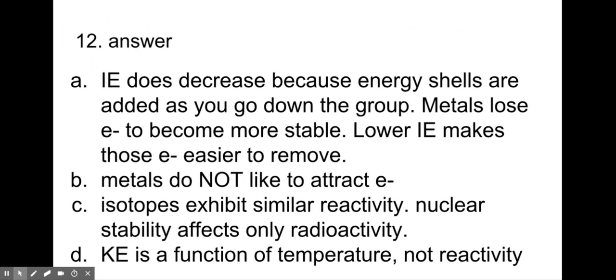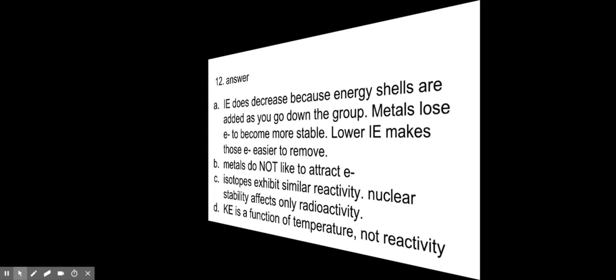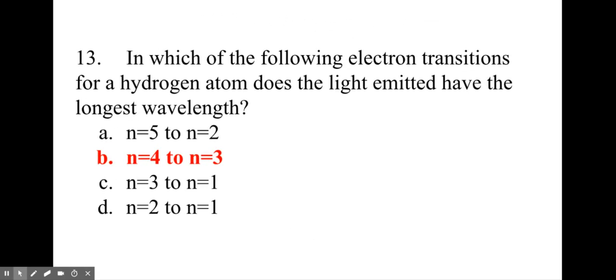So therefore, again, remember that if you're going down a group, you want to think about how those energy levels are added, and the atoms' atomic radii are getting larger and larger, and the electrons on the outer shell are further from the nucleus, and therefore they're going to be easier to remove, making the ionization energy go down, or decrease, I should say.